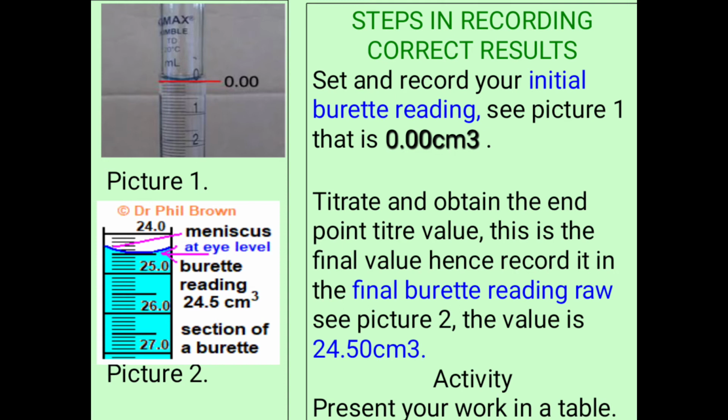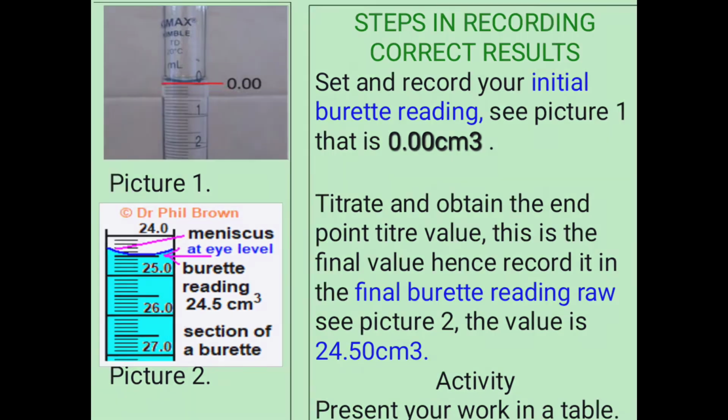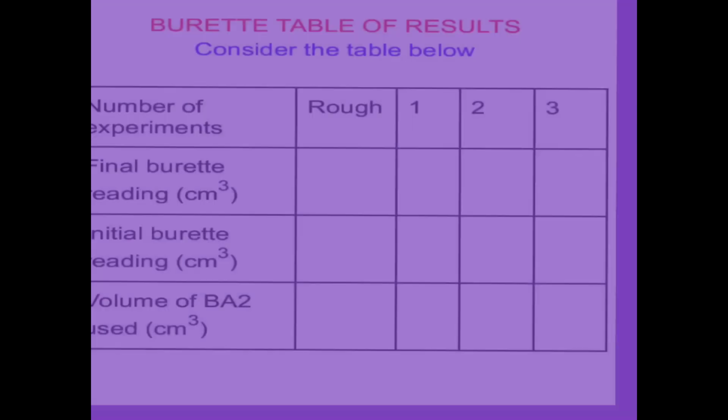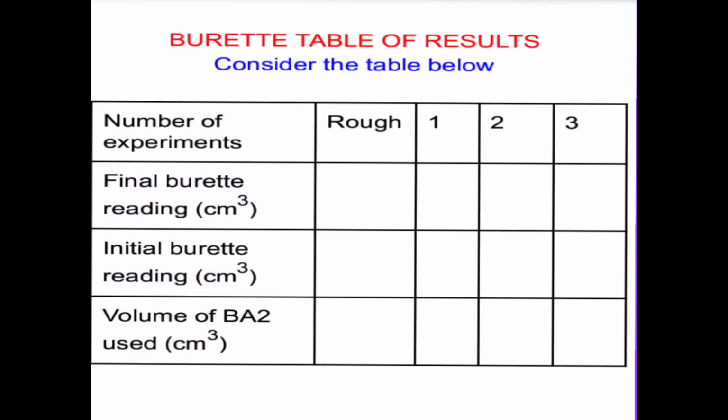We have carried out our titration, the color of the indicator has changed, we have closed the tap, and we have read our value as 24.50. So you go to your table and record that value as your final burette reading. The table is here. So your final burette reading in this case is 24.50.